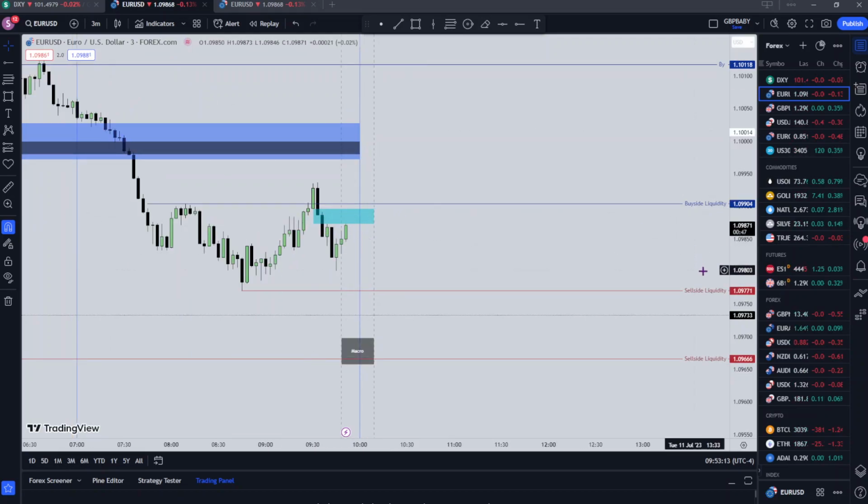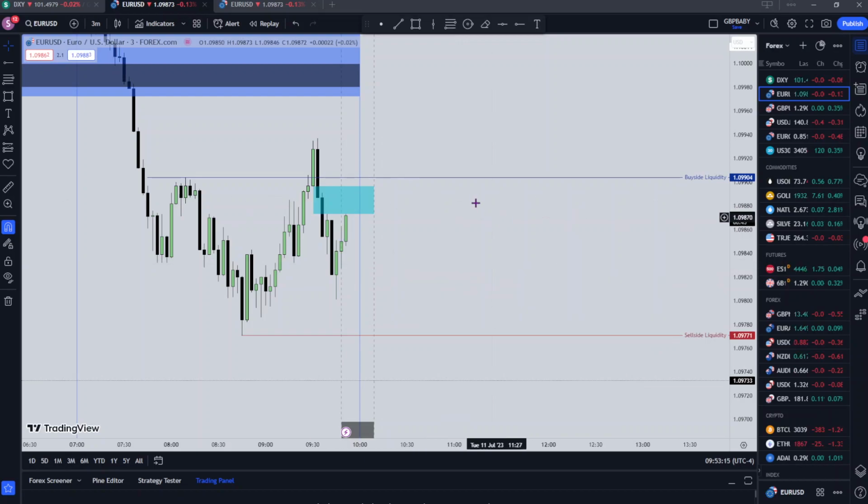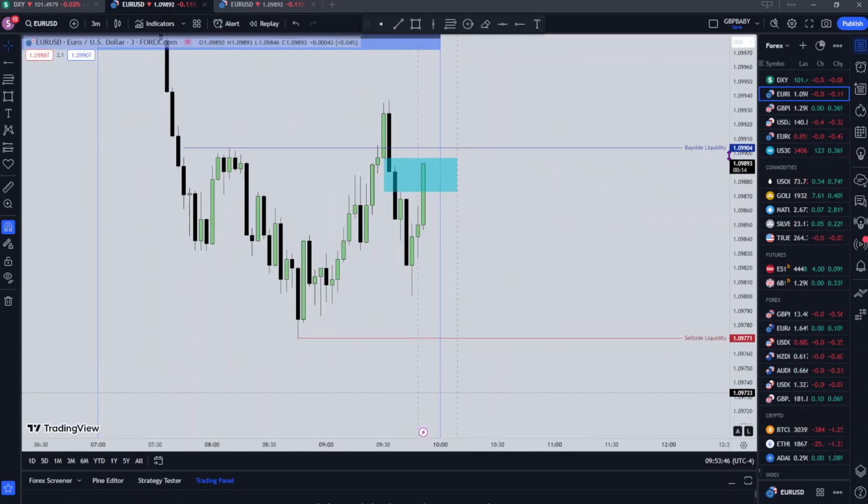So we've got a fair value gap here. As soon as it trades into there, I'd like us to enter a short position. There we go. So I'm going to enter now. And that's entered, and my stop loss is being placed above this high here. Done. So now we just wait.